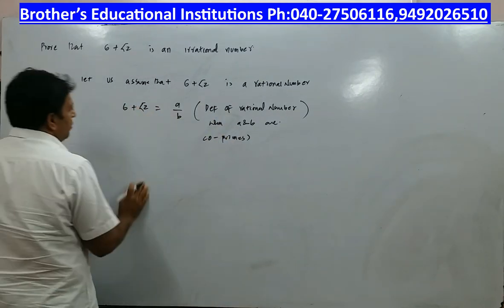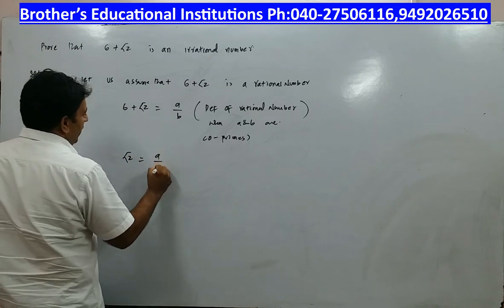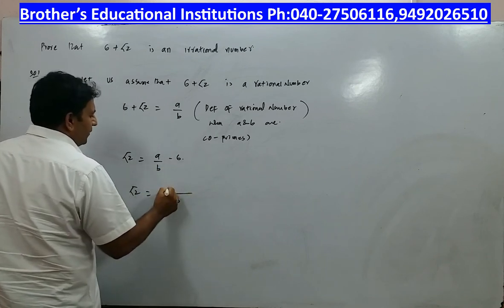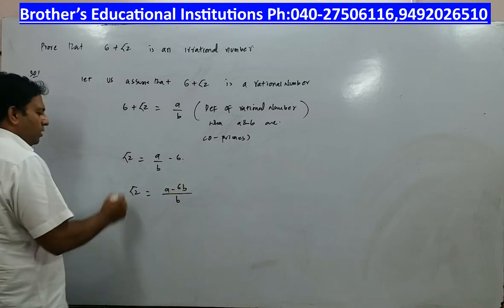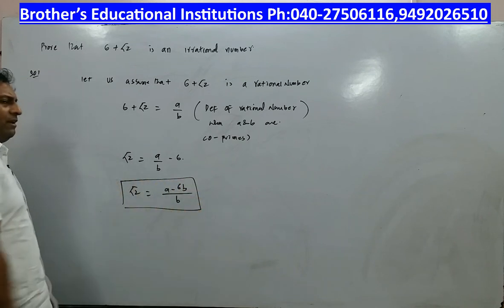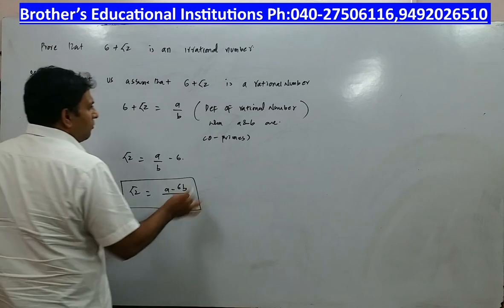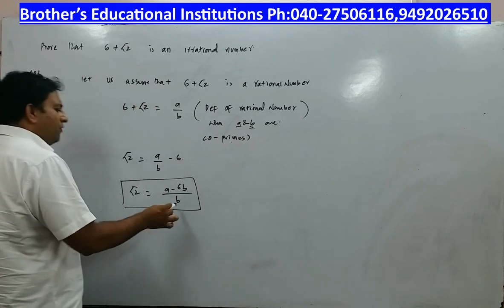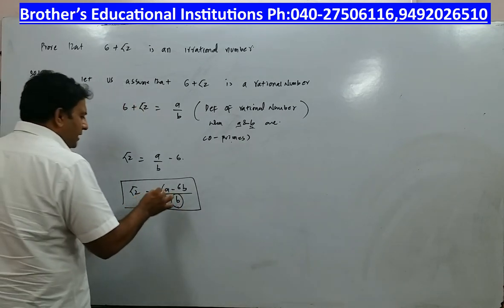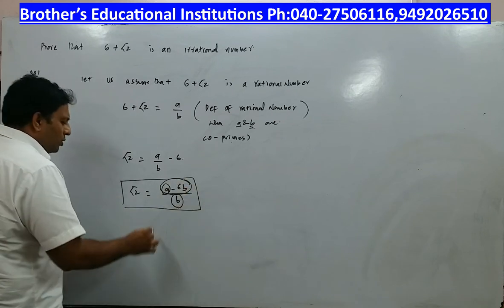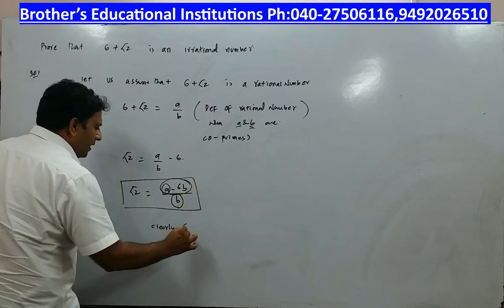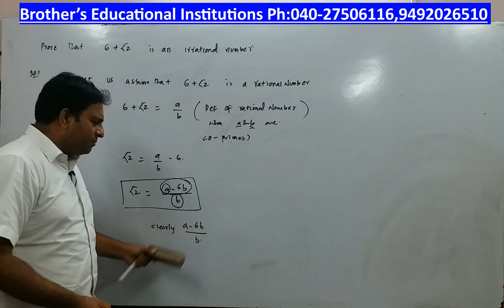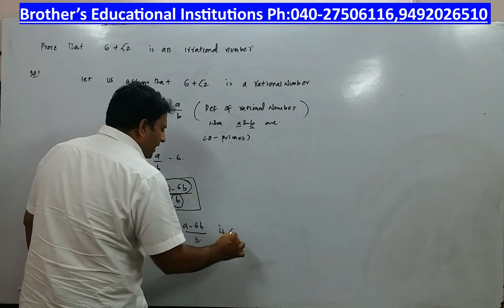Now, if 6 plus root 2 is equal to A by B, then I can write root 2 is equal to A by B minus 6. Root 2 is equal to, LCM is B, A minus 6B by B. This is a very, very important step of the problem. What are A and B? A and B together are co-primes. And basically A and B are integers. Now if B is an integer and A is an integer, A minus 6B is an integer. So A minus 6B by B is in the form of P by Q, and since it is in the form of P by Q, it is a rational number.